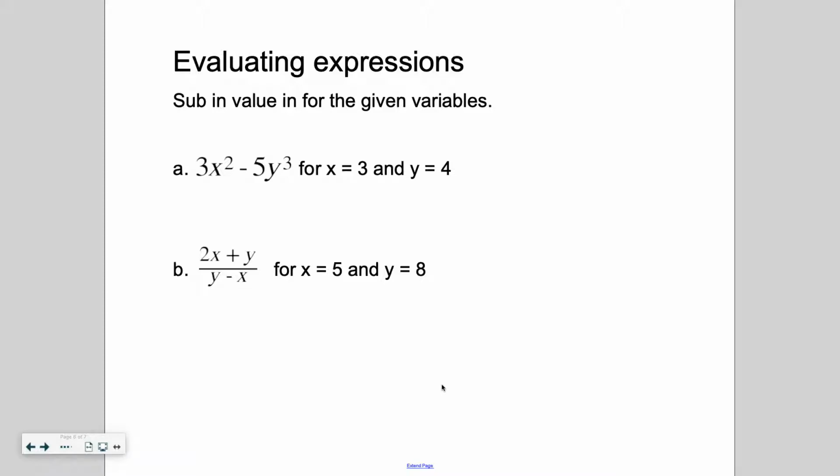Okay. So, that's order of operations. And I forgot to put an order of operations problem in here. Or it might have been at the bottom of that page. I don't remember. So, now we're moving on to evaluating expressions.